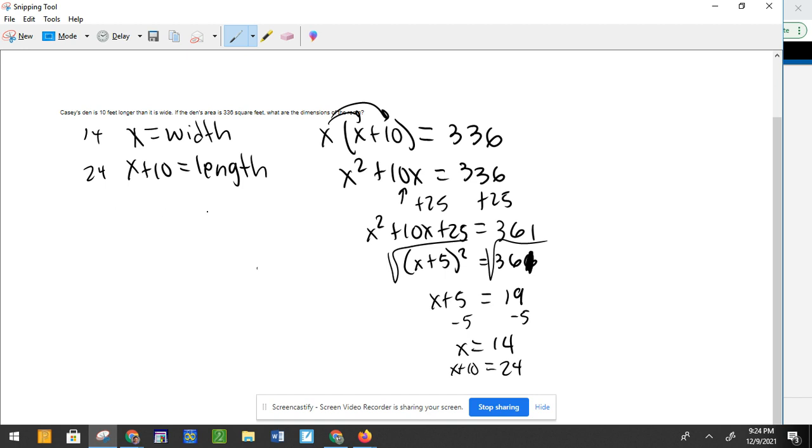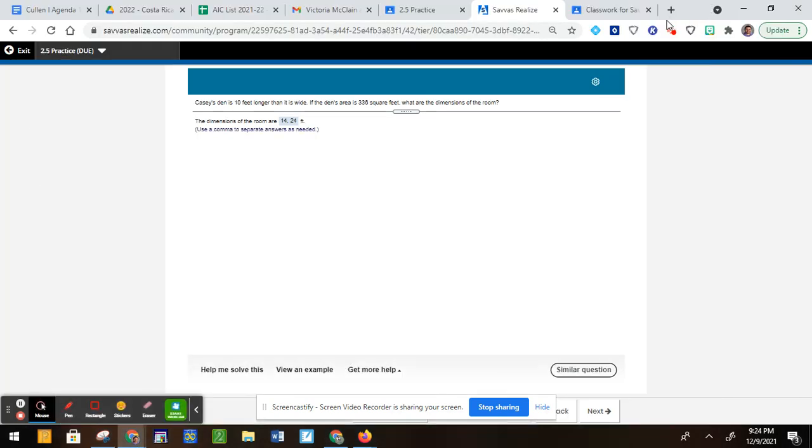So your answer is going to be 14 and 24 feet. It says use a comma to separate your answers. It's asking for the dimensions, so you're going to put both the width and the length in, so 14 comma 24. Obviously your numbers will be different, but it should be the exact same process.